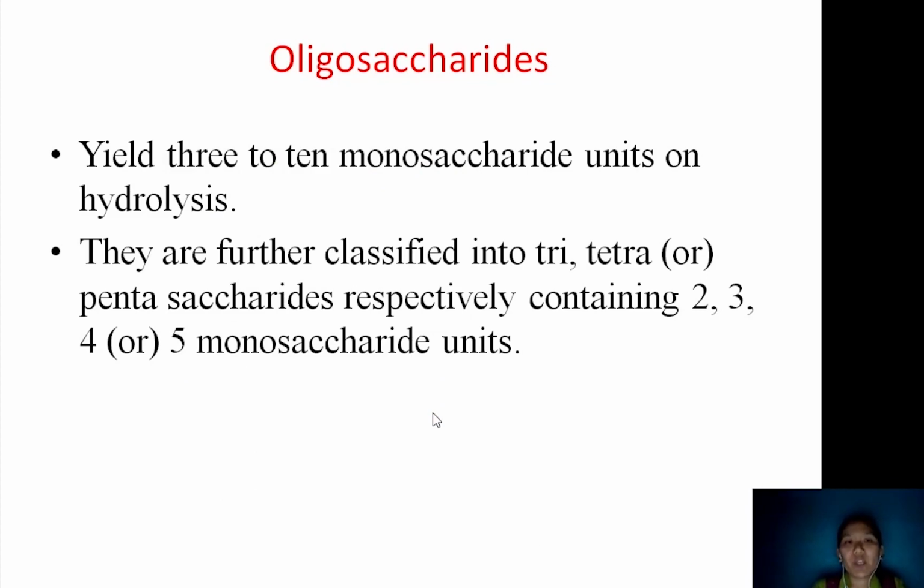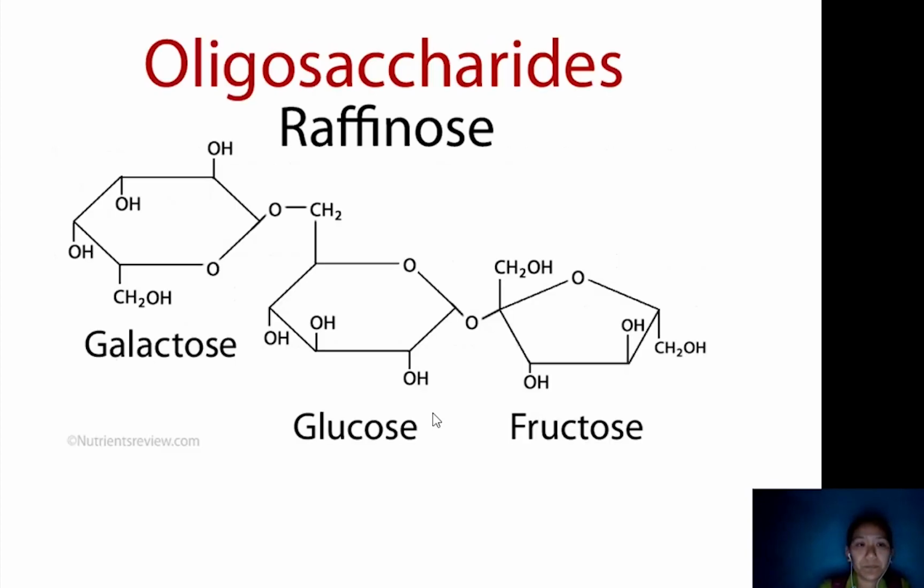These oligosaccharides are classified into trisaccharide, tetrasaccharide, penta, hexa, and so on. Let us look at one such example. The example of an oligosaccharide is raffinose here. When raffinose is hydrolyzed, it gives us 3 units or 3 different sugars, that is galactose, glucose, and fructose, because raffinose is made up of these 3 sugar units.